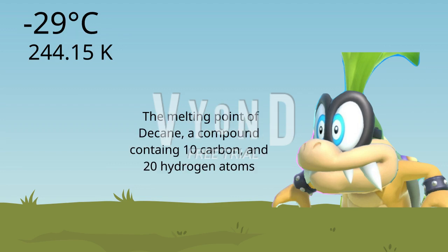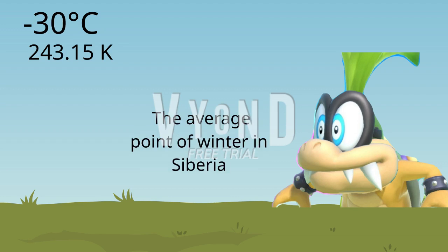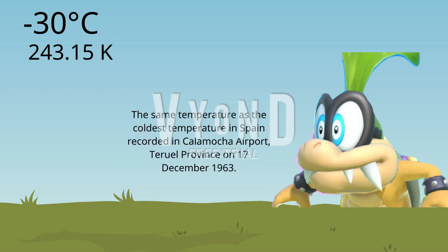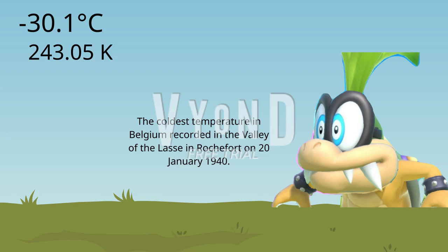The melting point of decane, a compound containing 10 carbon and 20 hydrogen atoms, is at minus 29 degrees Celsius, or 244.15 Kelvin. The average point of winter in Siberia is minus 30 degrees Celsius, or 243.15 Kelvin. The same temperature as the coldest temperature in Spain recorded in Calamacan Airport, Teruel province on the 17th of December 1963. The coldest temperature in Belgium is minus 30.1 degrees Celsius, or 243.05 Kelvin, recorded in the Valley of the Las in Rochefort on the 20th of January 1940.